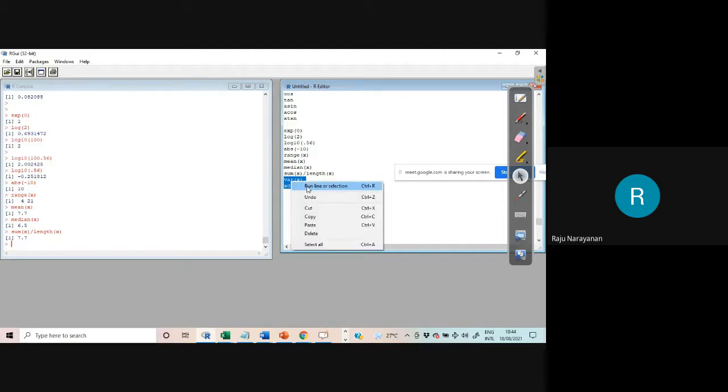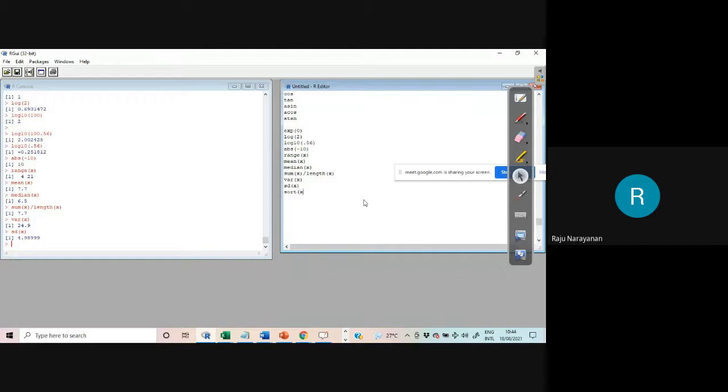Variance is a measure of variation. Standard deviation is the square root of variance. And sort: if you want to sort the values, you may need it sometime. Suppose you want to find the first rank holder, second rank holder, etc. Sort 4, 4, 5, 5, 6, 7, 8, 8, 9, 21.